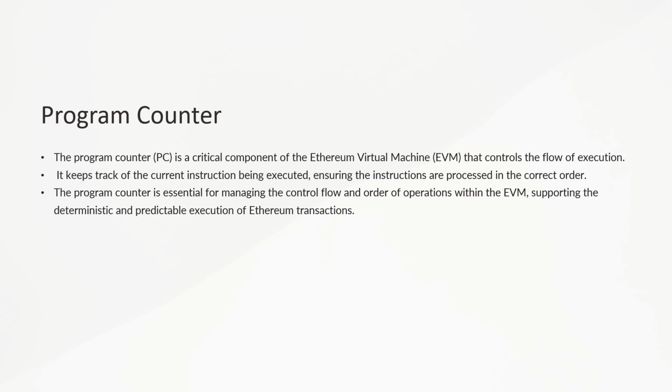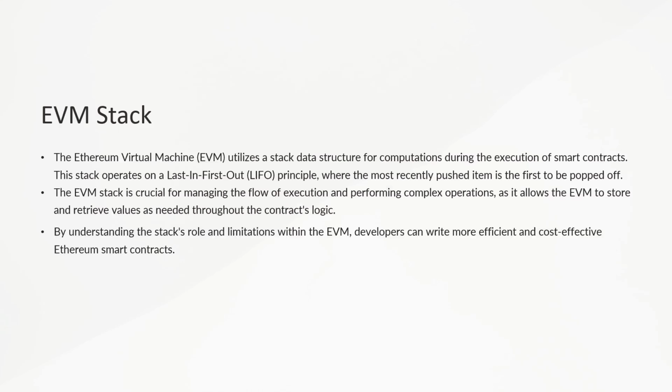The PC operates by pointing to the next instruction to be executed, advancing through the contract's code as execution progresses. This allows the EVM to move through the smart contract's logic step by step, updating the world state and stack accordingly. The program counter is essential for managing the control flow and order of operations within the EVM, supporting the deterministic and predictable execution of Ethereum transactions.